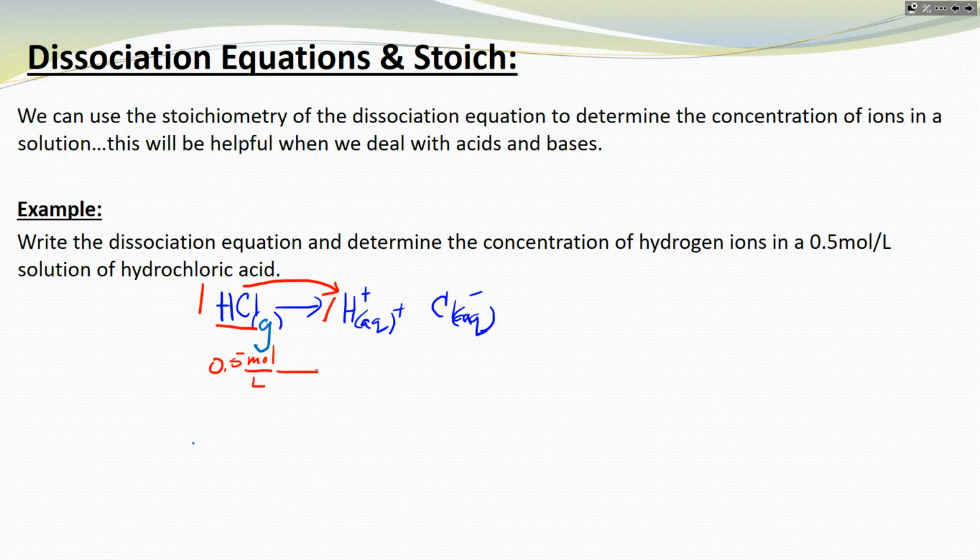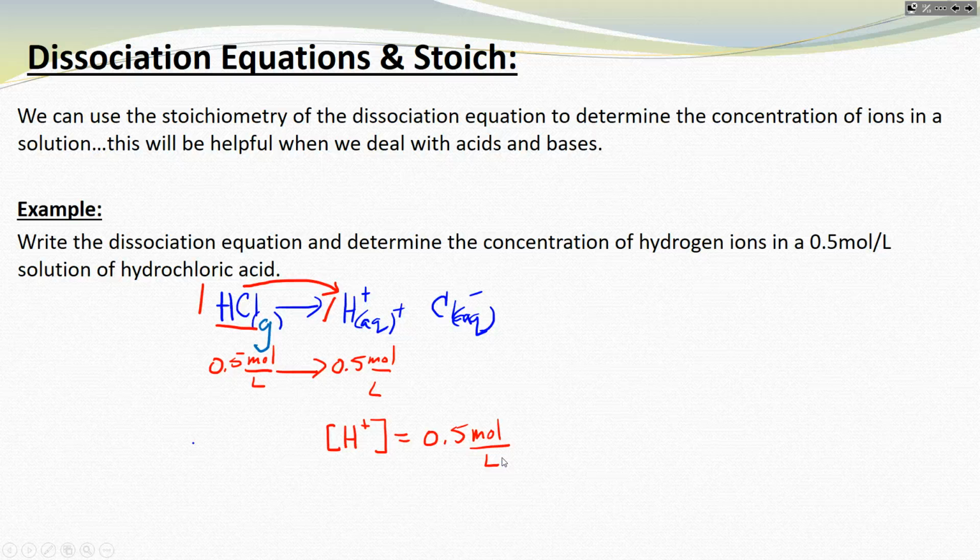So that means that this is going to be 0.5 moles per liter. So there's your concentration of hydrogen ions in this solution. And this is how we can write it. Last year we talked about square brackets. Square brackets H plus means the concentration of H plus equals 0.5 moles per liter. Right? And that's how we would write our dissociation reaction and then find the amount of ions.